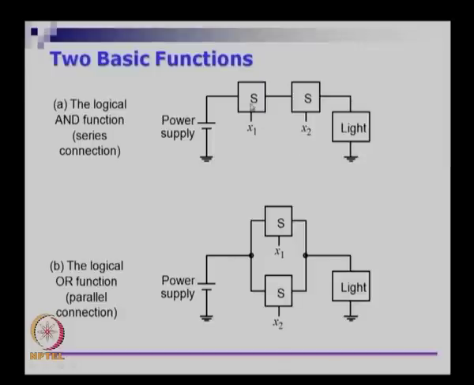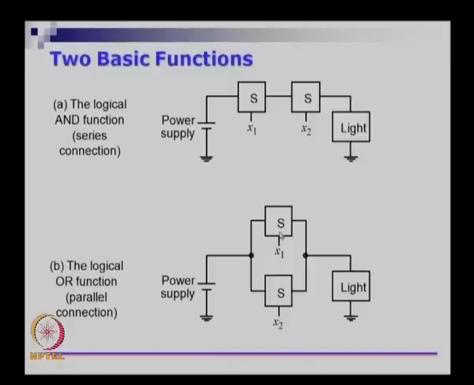So whenever you have switches in series, we call them the AND function. AND is capitalized here, it is an operator also. So X1 and X2 should be on for the light to be on. Look at the picture here. Again there are two switches, but they are connected in parallel. So this switch X1 is connected in parallel to X2. So if X1 is off and X2 is also off, then there is no path from the power to ground.